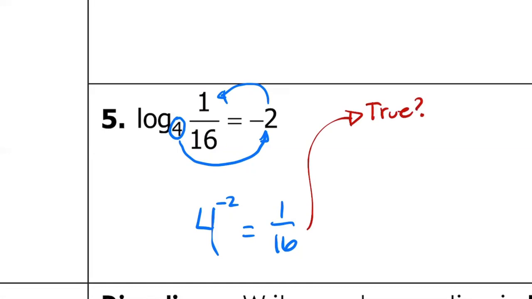For the -2, if I flip it over, that's 1/4 squared, right? We just flip over the 4 and we take the exponent with it and it turns positive. When you take the reciprocal, the exponent turns positive. Is that the same thing as 1/16? Yes, it is. 1/4 squared is 1/16.